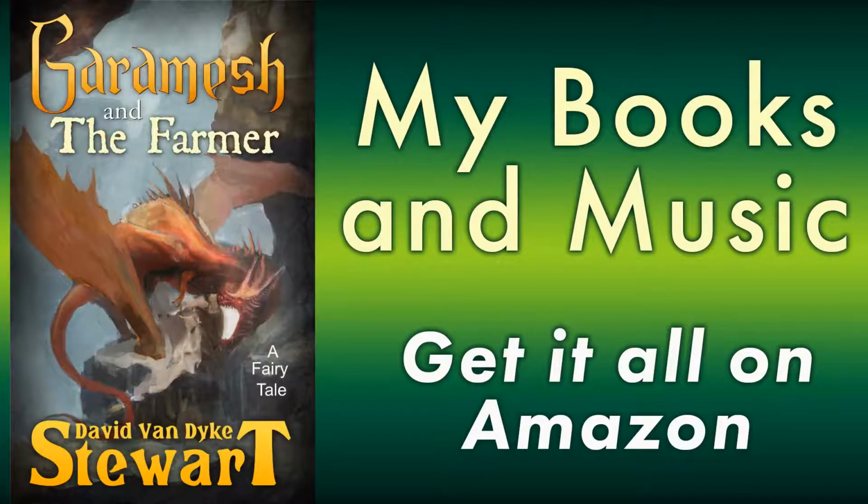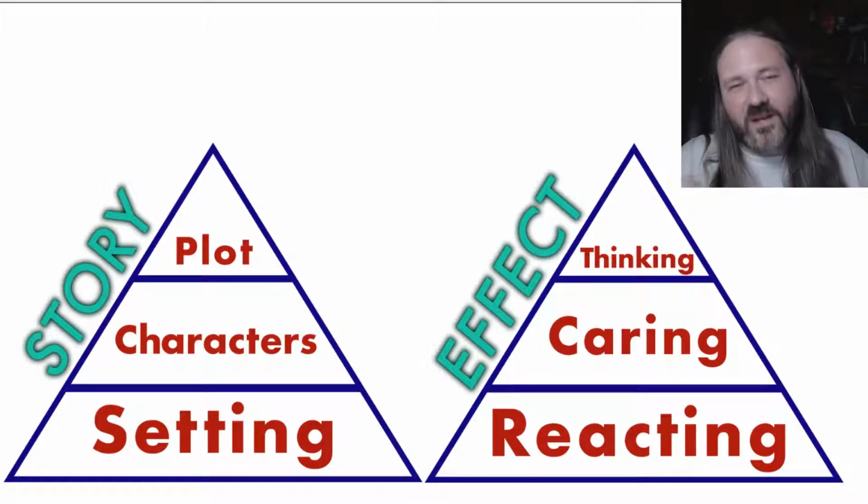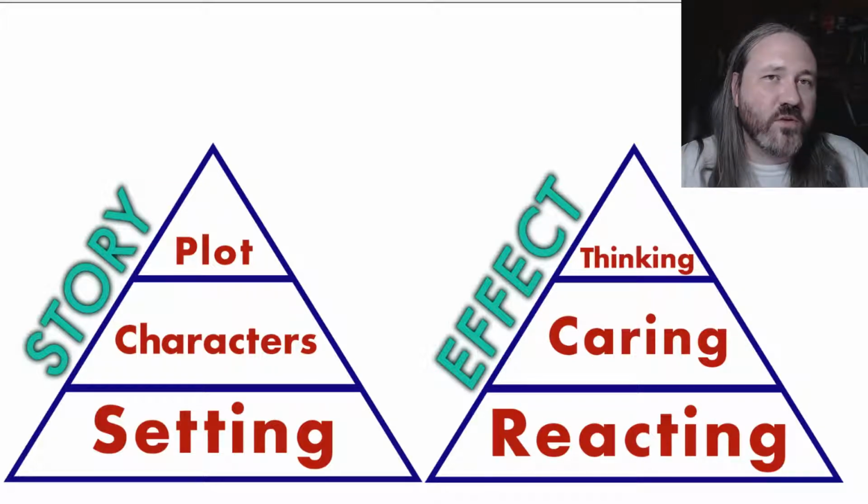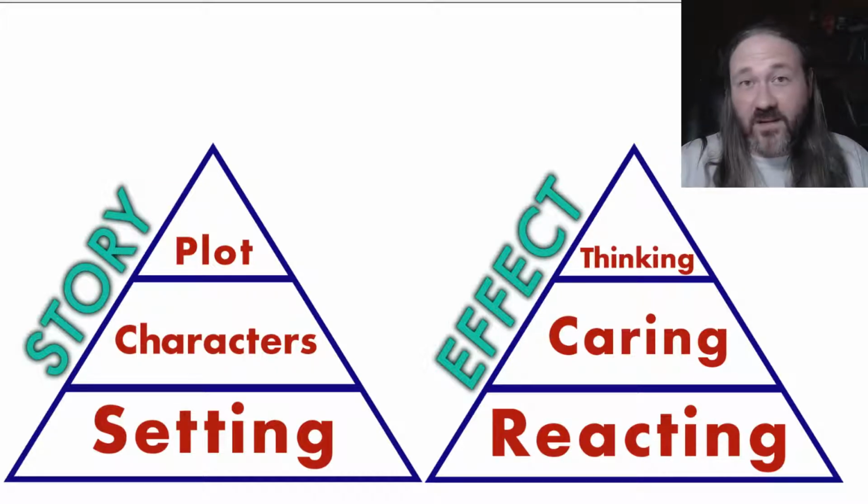In the past, I've talked about my Storycraft pyramid: setting, characters, and plot, and how those things interact with one another and are dependent upon one another to produce an effective story. Now I'd like to talk about the flip side of that, which is the pyramid of effect. And that is really the result of the story, how it affects the audience.